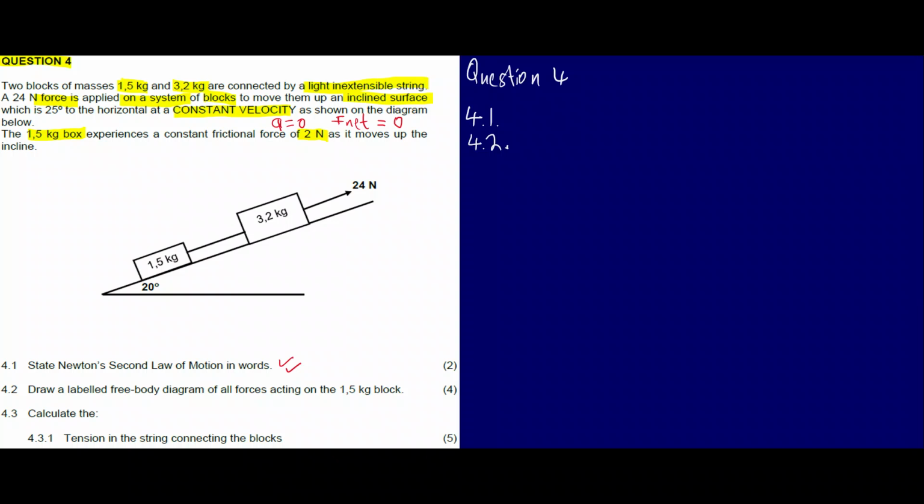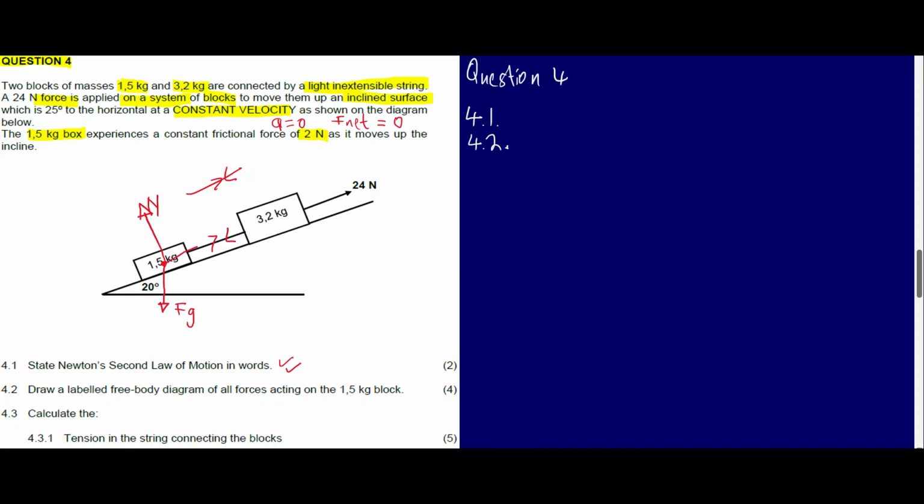Draw a labeled free body diagram of all forces acting on the 1.5 kg block. They say box, they say block, that's fine. Now here we will possibly have a force called the gravitational force, and the perpendicular force, which is always perpendicular to the surface. So it should look more like that, not necessarily going up, but going in that specific direction.